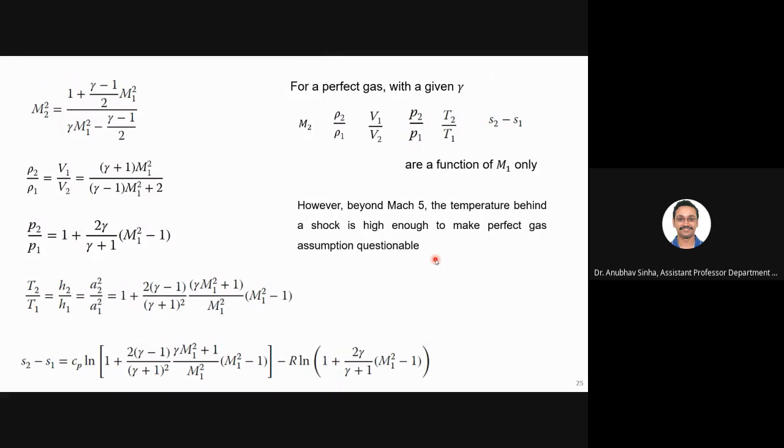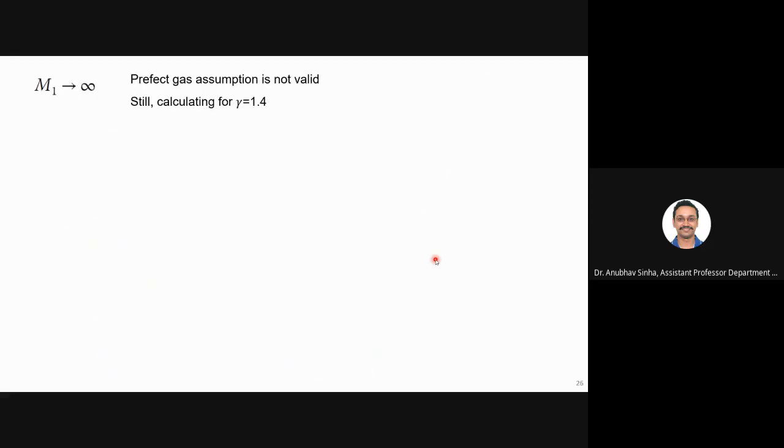Now let us see what happens when you stretch M1, when you go to limits. Let us say M1 goes to 0 or infinity. What will happen with this? We know that if it goes to infinity, the perfect gas assumption will not be valid. But still, out of curiosity, or just to look at how these functions behave, we'll put in this limit and see what results we get from these equations. So these are the relations that we have shown in the last slide. Now let us substitute M1 equal to infinity here.